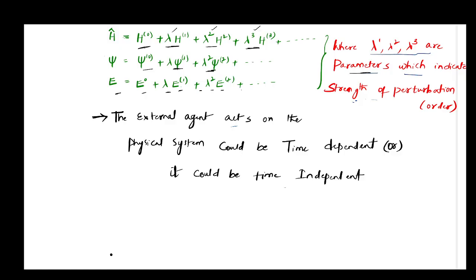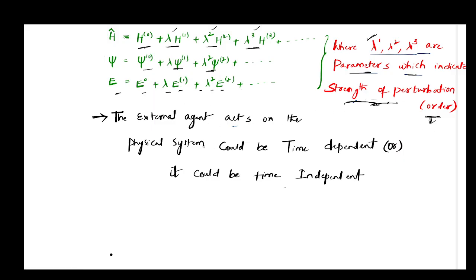These are the parameters which indicate the strength or order of the perturbation. Whether it is zero order, first order or second order, we can tell by using these parameters. By seeing these parameters, we can say the order of the perturbation, either first, second, or third order perturbation.